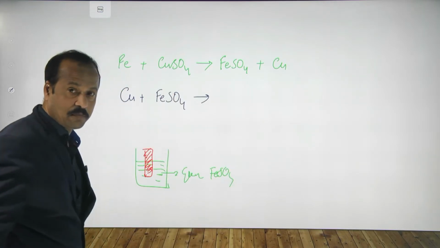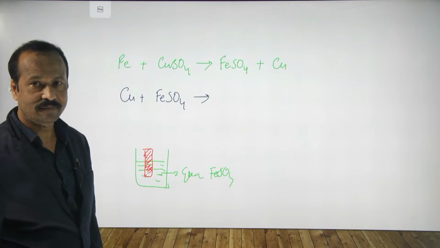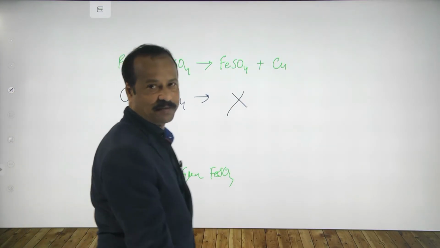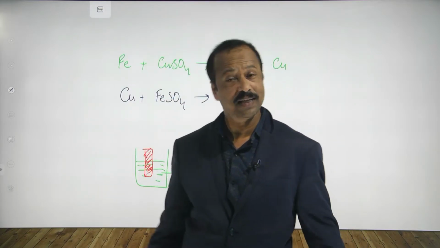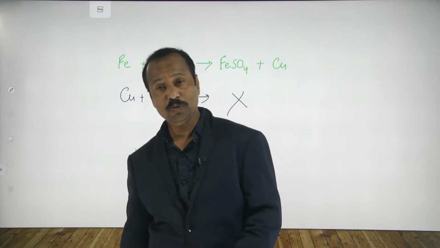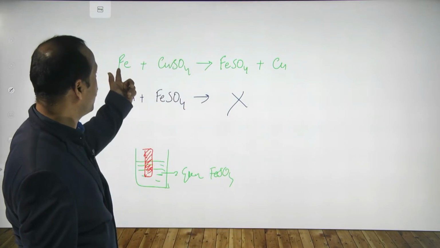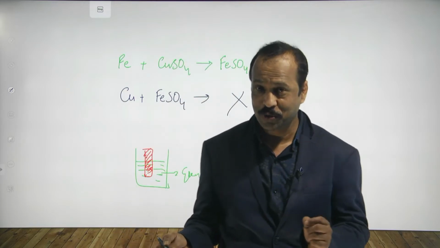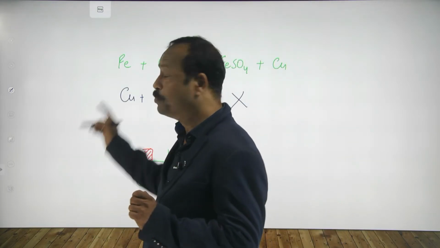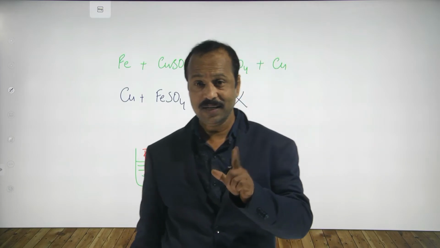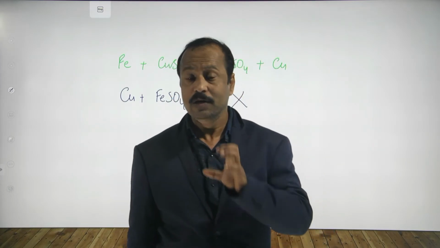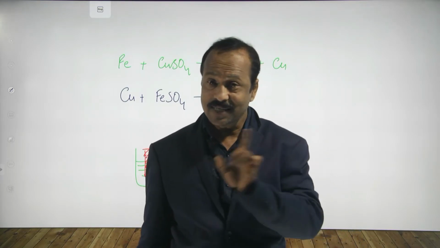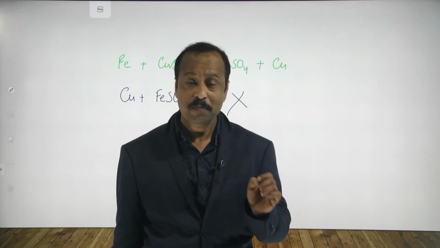Now what are the products formed? Think. Okay, so here students, no reaction takes place. Nothing is formed. Now the question arises, why? If the iron is displacing the copper, why can copper not displace the iron? Students, here iron is more reactive than the copper. So more reactive metals displace less reactive metals, but less reactive metals do not displace more reactive metals.